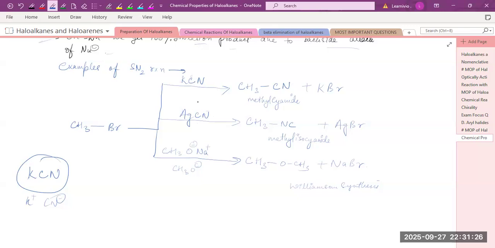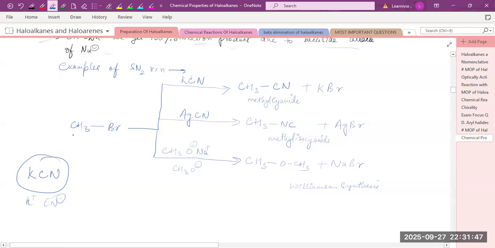And when the reagent is AgCN, silver cyanide, the attack will always form the isocyanide, not the cyanide, which means the attack will be from the nitrogen. The donor side will be nitrogen, not the carbon in this case. Got the point, Ali? Yes, ma'am.